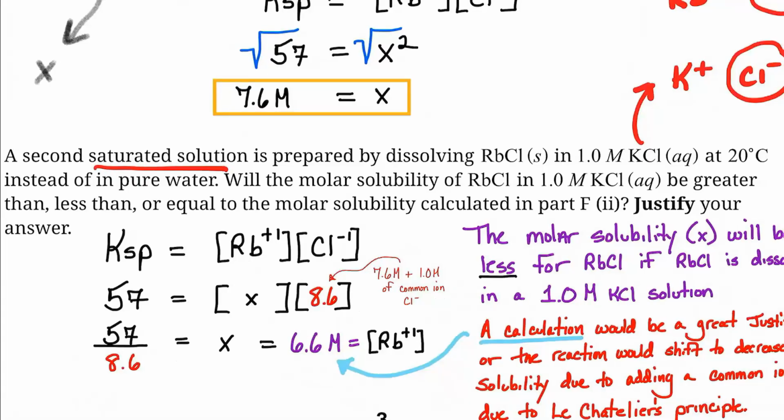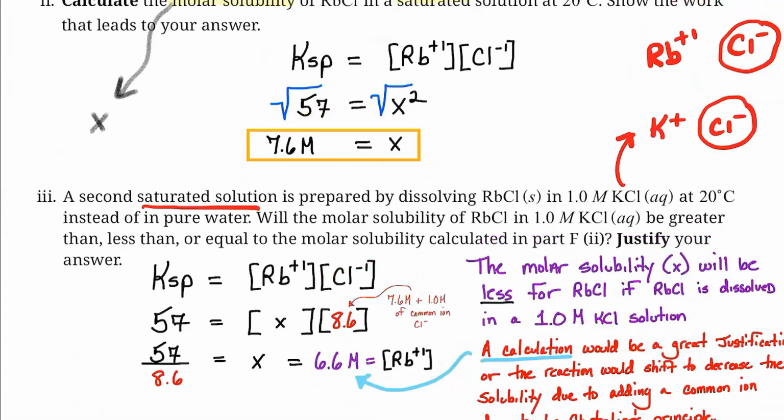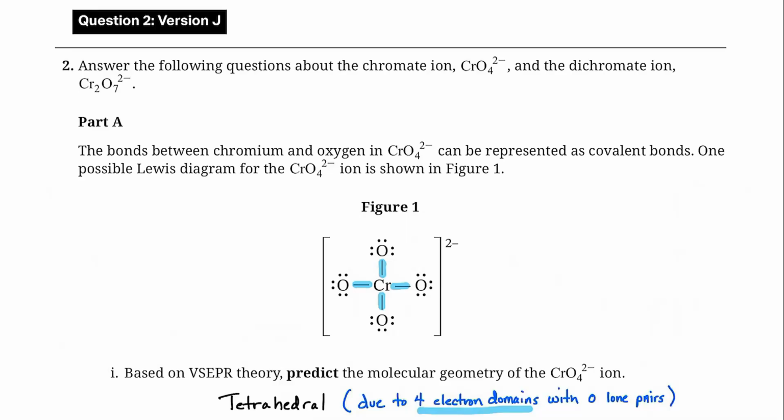All right, so in any case, on to question number 2. Question 2, part A. This is version J in our part of the world here.